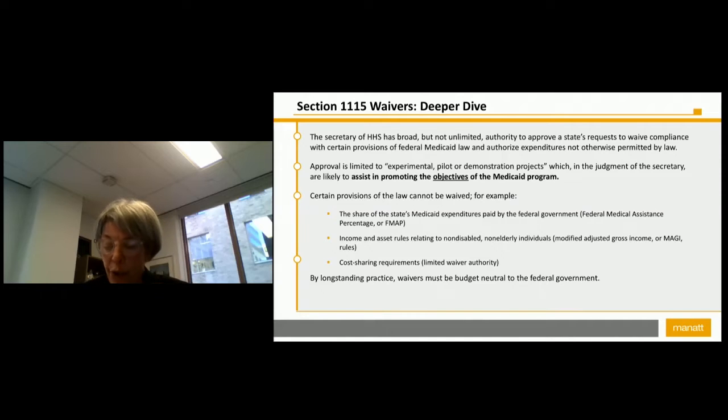So broad authority, but not unlimited authority, and it must be an experimental or demonstration project, meaning it's not supposed to be forever. It's supposed to be tested as a different way of doing things. And a key provision of the law is that the Secretary's discretion is limited by what the Secretary determines furthers the objectives of the program.